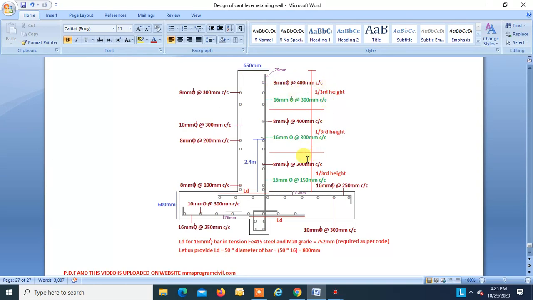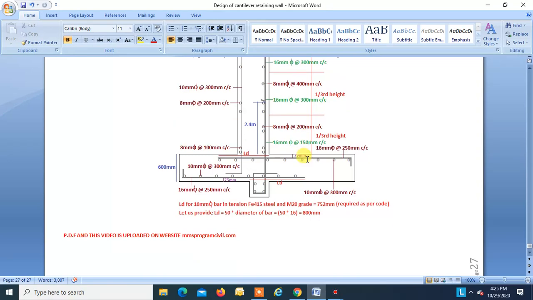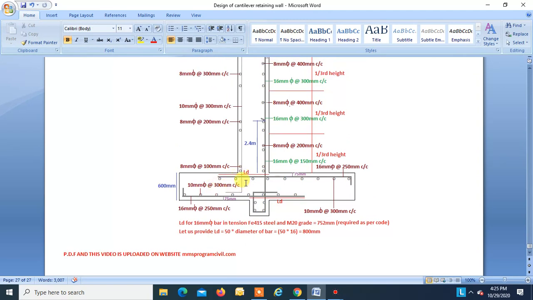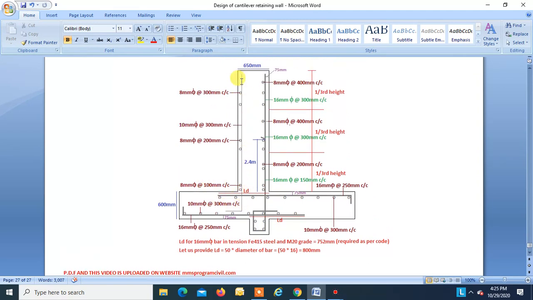So this is how you can do the detailing of the retaining wall, and this steel is extended in the shear key. This is very important. You have to extend this steel in the shear key, because the shear key also requires reinforcement, right? Now this steel, again a distribution steel, I am providing as 10 mm, about 300 mm center to center, and this is also the distribution steel which I am providing 10 mm, about 300 mm center to center, right?